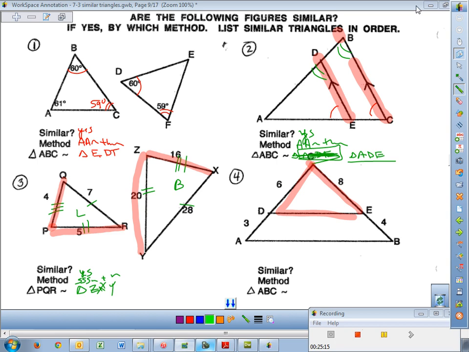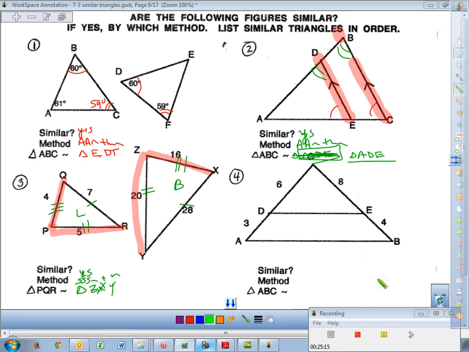Wait a minute. 6, 8, should that be 10? Because 6, 8, 10 is one of those Pythagorean triples we've talked about, like 3, 4, 5, and 5, 12, 13. If this is 6 and this is 8, does this have to be 10? The answer is no. It will be 10 if that's a right angle. Do we know if that's a right angle or not? So it doesn't work that way. It's got to be a right triangle first. So, all right, can't do the side, side, side thing.